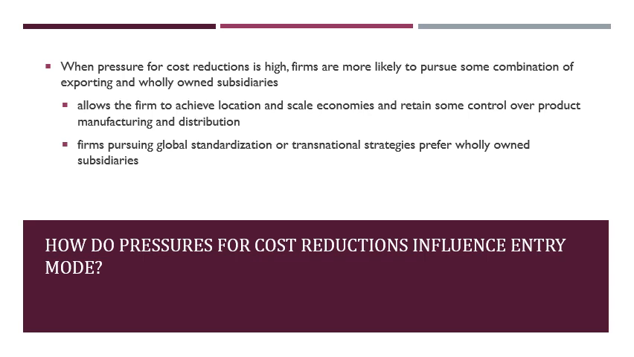Another point to consider while deciding on your entry mode is cost. Definitely, cost is one of the core components that can highly influence your decision of entering another market, and somewhere you may have to sacrifice or give up because your financial position or the cost of that specific entry mode is not favorable enough. So when the pressure for cost reduction is high, firms are likely to pursue some combination of exporting and wholly owned subsidiaries, which allows the firm to achieve location and scale economies and retain some control over product manufacturing and distribution. Similarly, firms pursuing global standardization or transnational strategies prefer wholly owned subsidiaries.